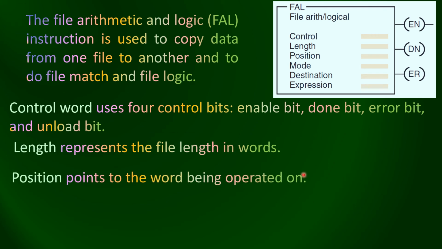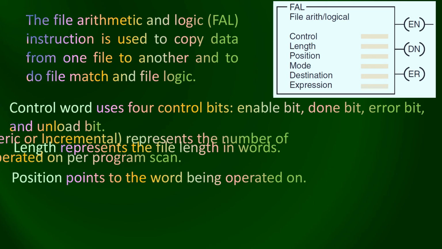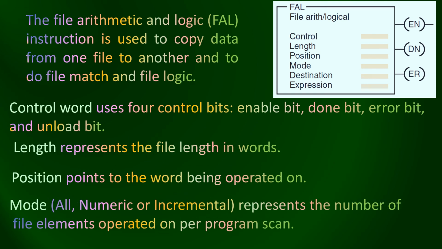Then we have the position point, and the position point is the point from where the transfer will start, or the data will start from that point. So that is the start point. We have discussed this already. Then we have the mode. In the mode, we choose whether all the data should be transferred in one scan, or it should be incremental, like at each scan one by one should be transferred. So these are the options in the mode.